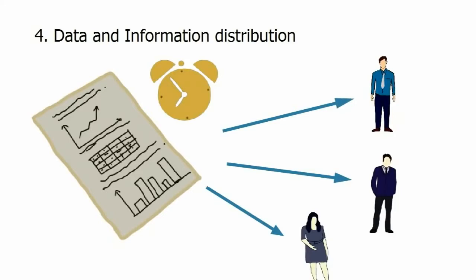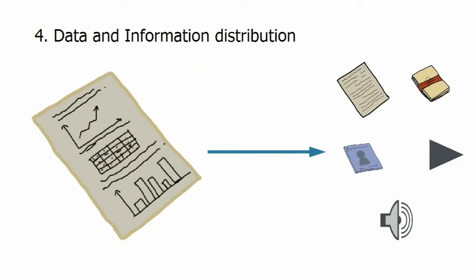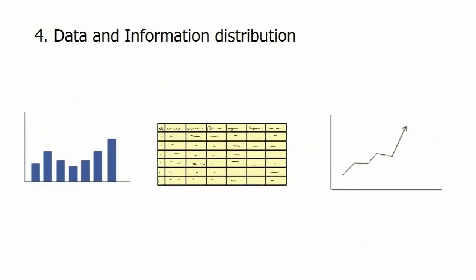Distribution of the right information to the right person at the right time is termed as information distribution. The information could be in the form of a report, image, message, file, form, video or audio. To facilitate comparison, information is presented in the form of charts or tables or graphs.